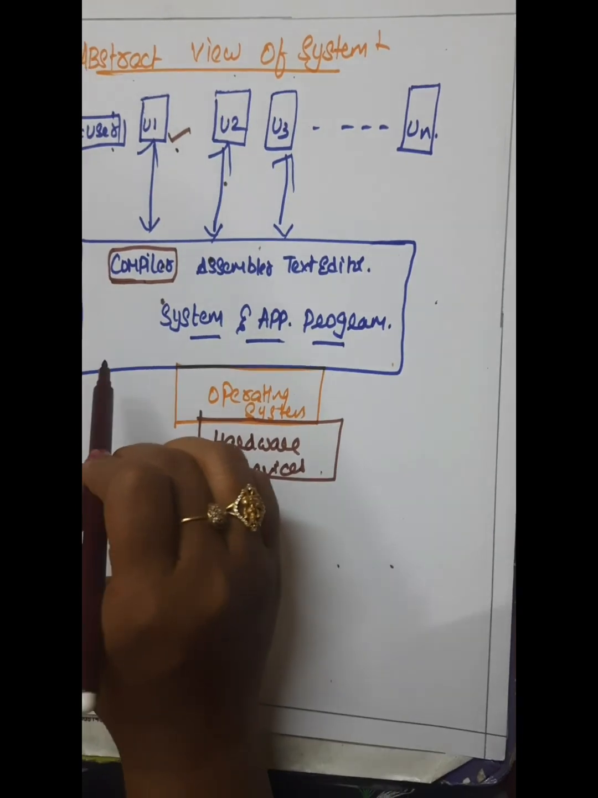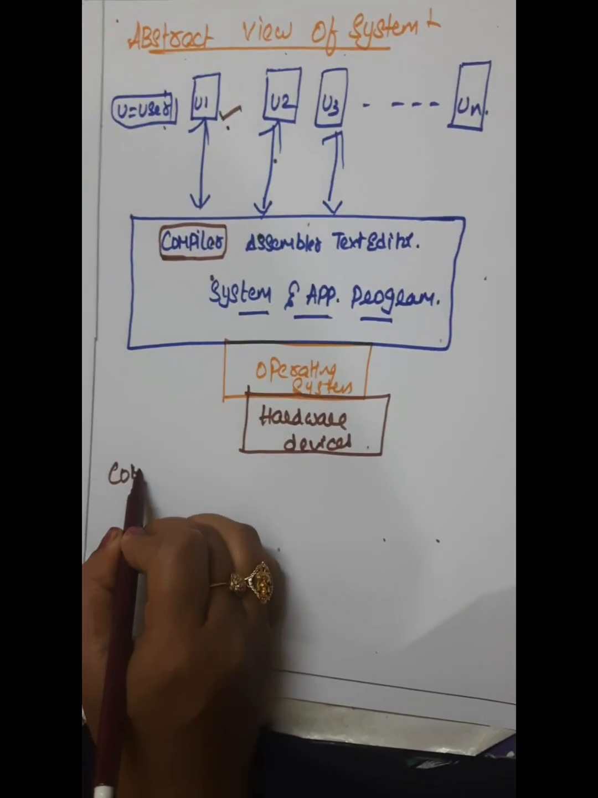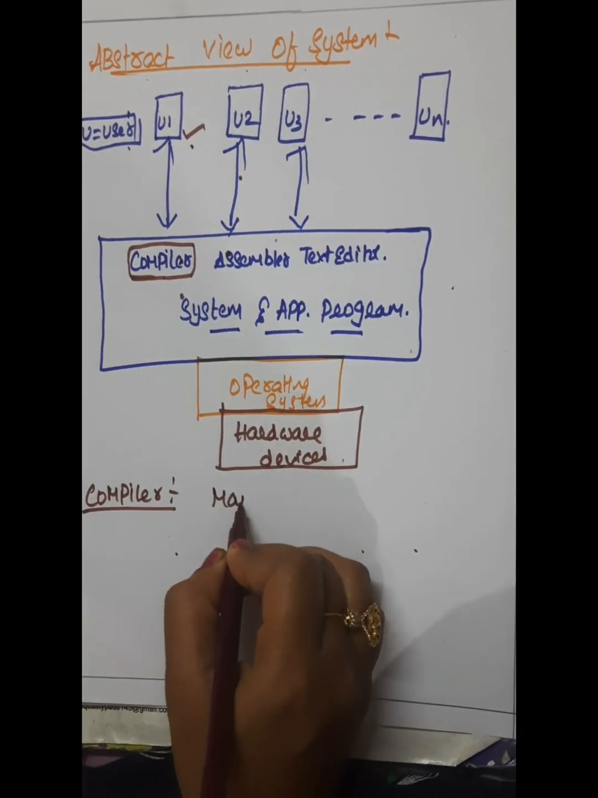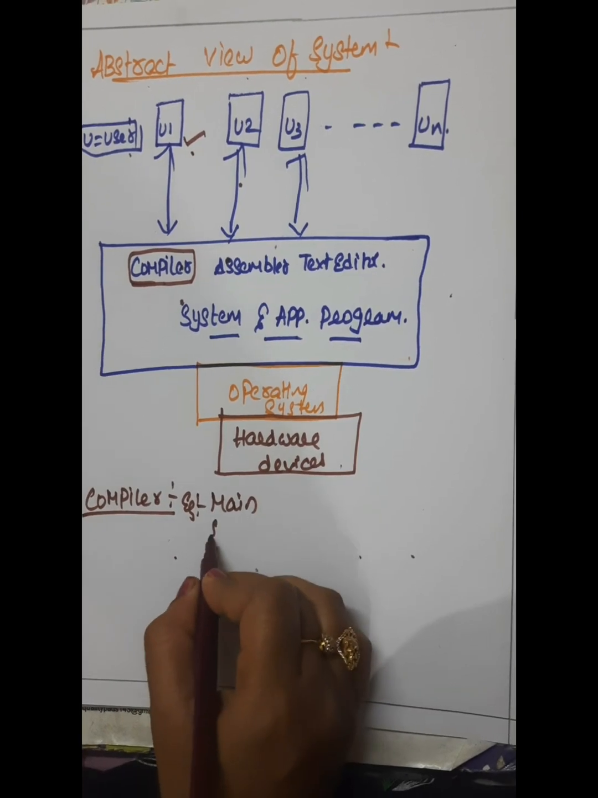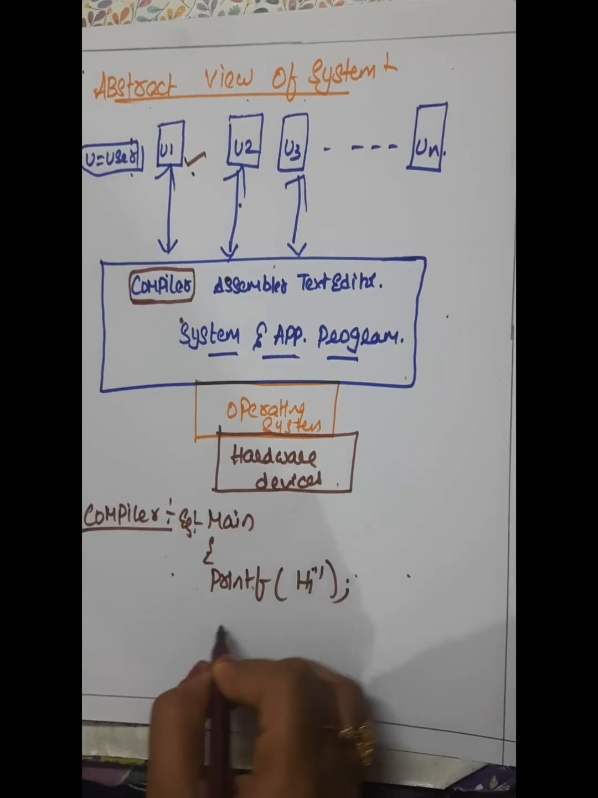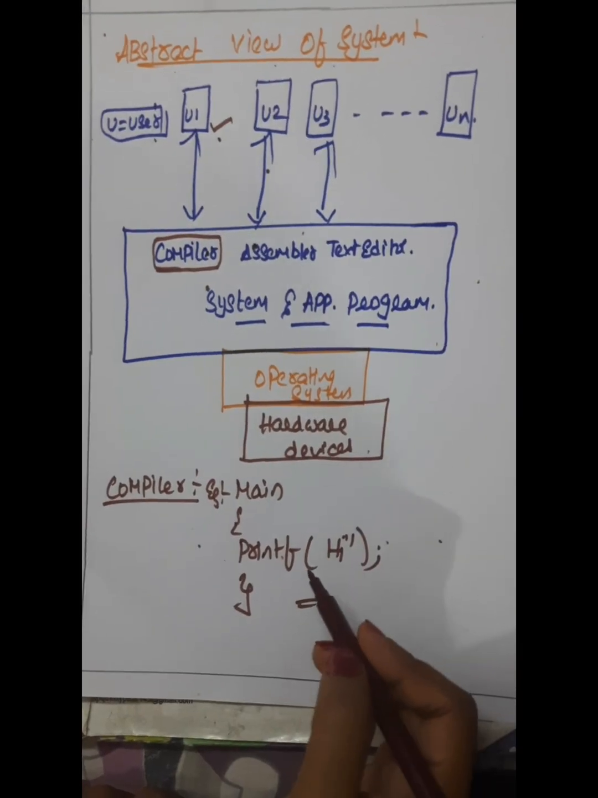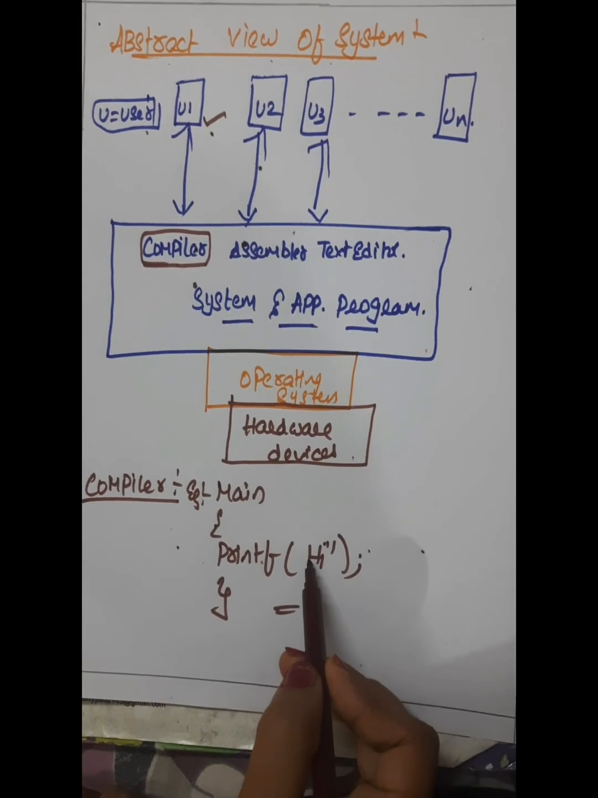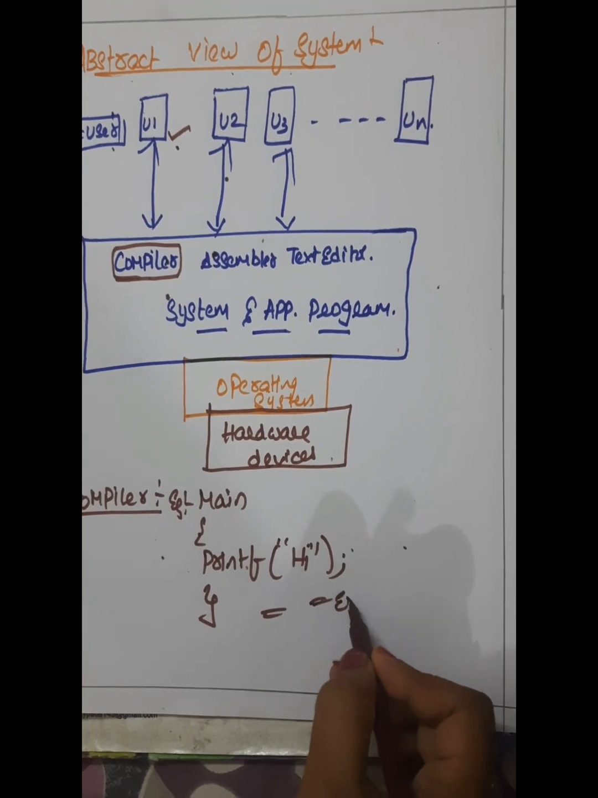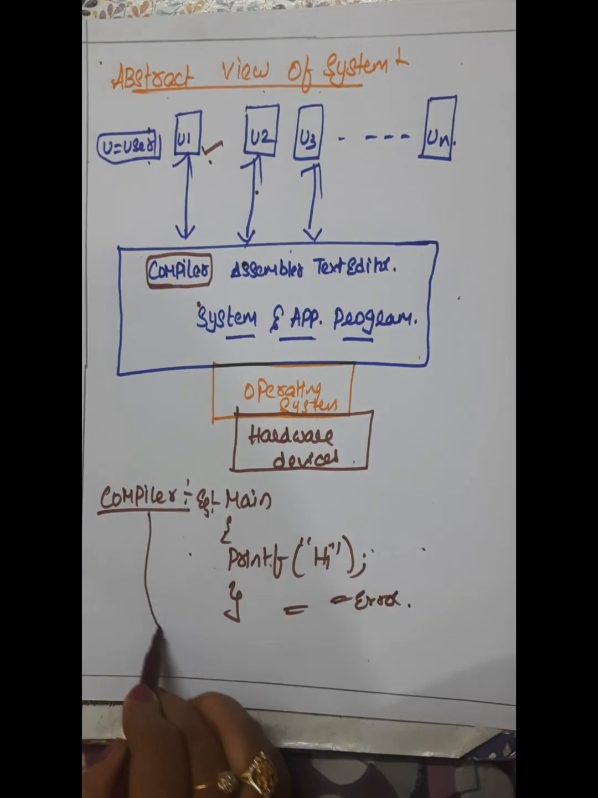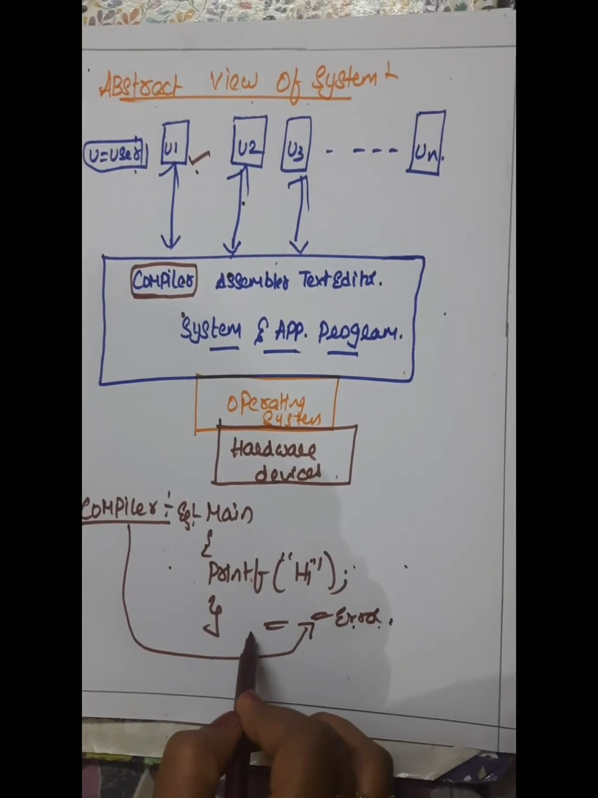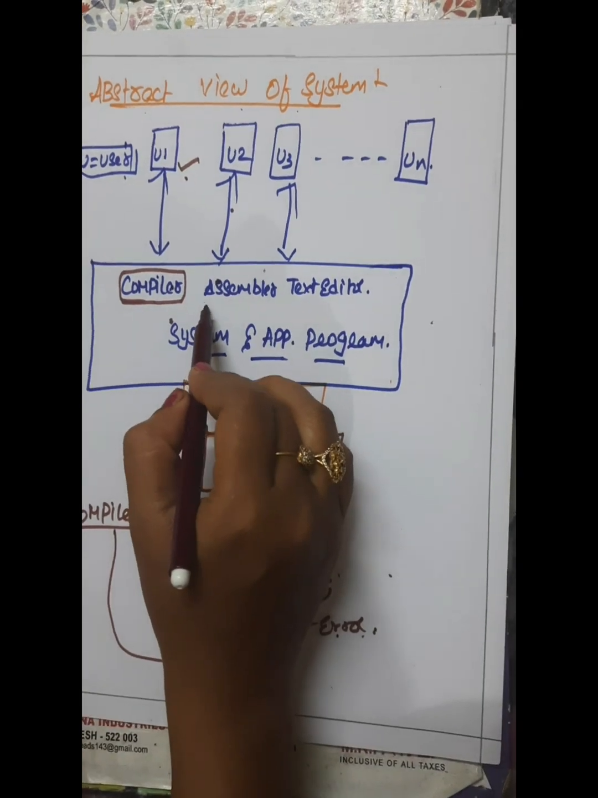Compiler. What is a compiler? Compiler is nothing but, see here, suppose you have written some program. For instance, I'm taking an example: printf, hi. Is my program correct? If you see clearly here, can you find any error? I have missed the quotation marks here, which leads to an error. So what will the compiler do? Compiler will check the errors that I have written in the program. Right? And what is assembler then?